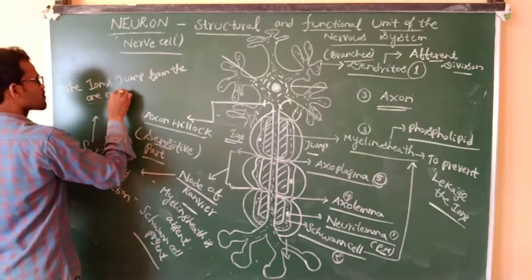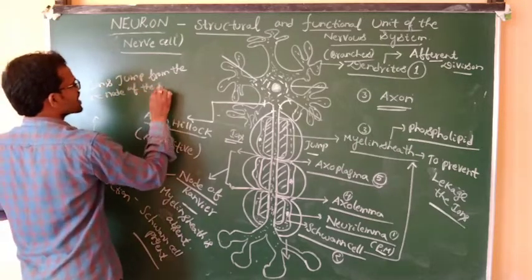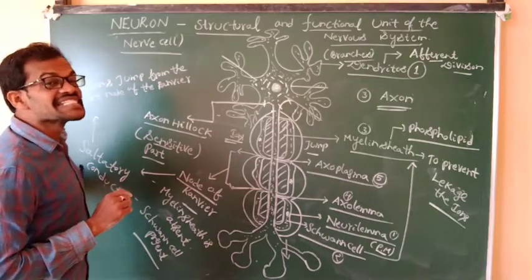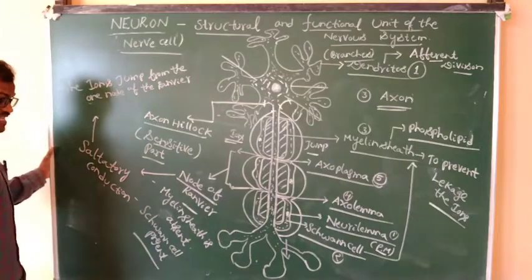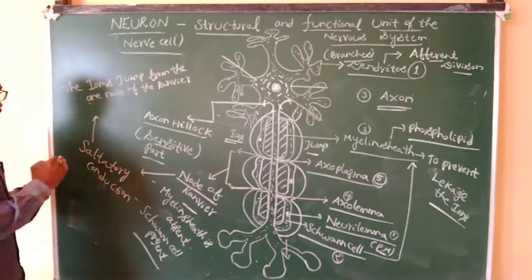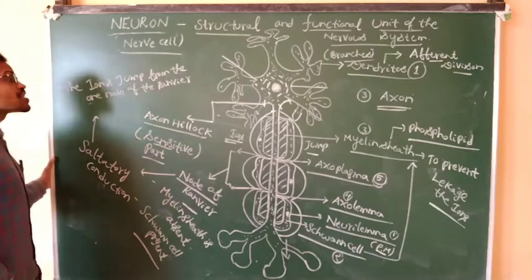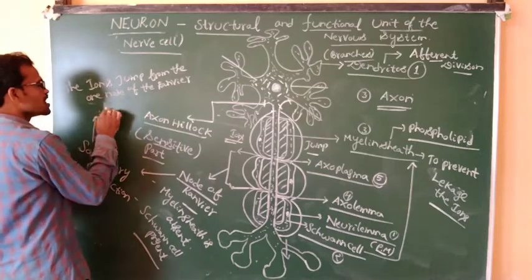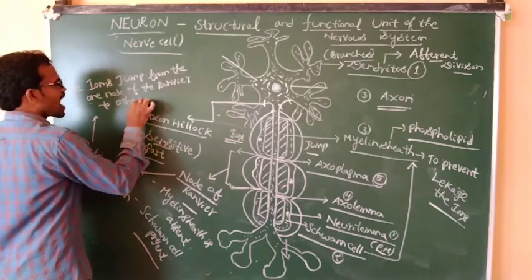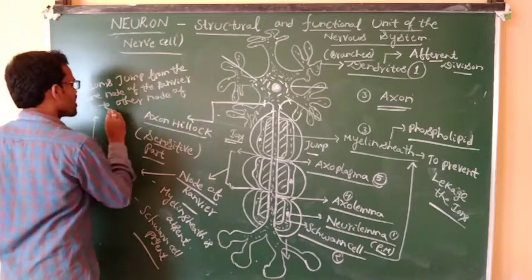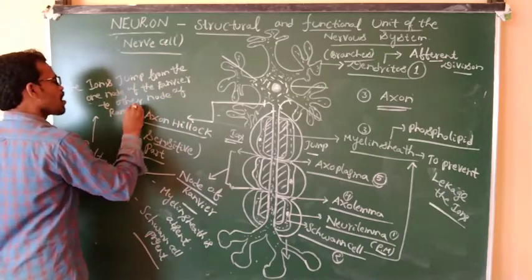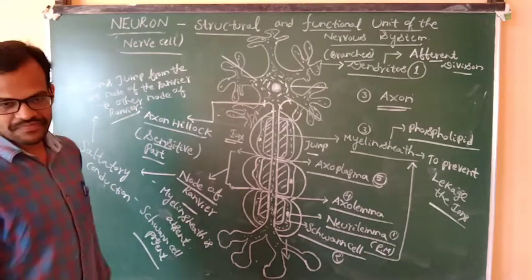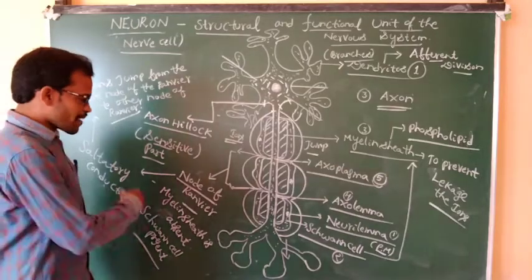Ranvier is a scientist's name. At the small nodes, the myelin sheath is absent. The ions jumping from one node of Ranvier to the other node of Ranvier is known as saltatory conduction.